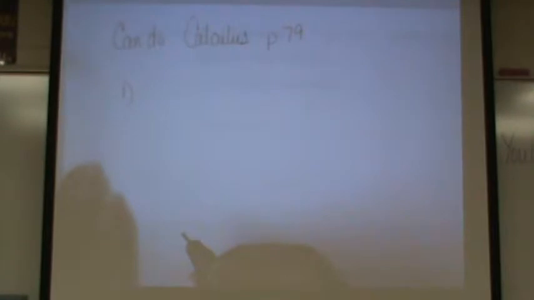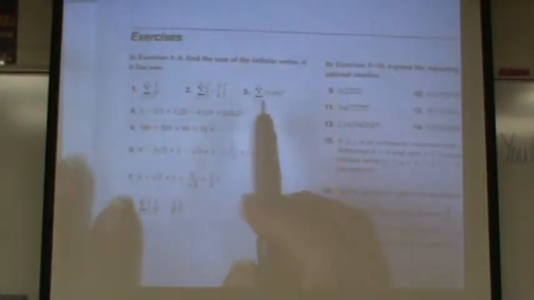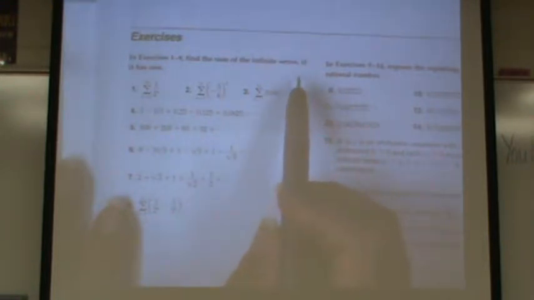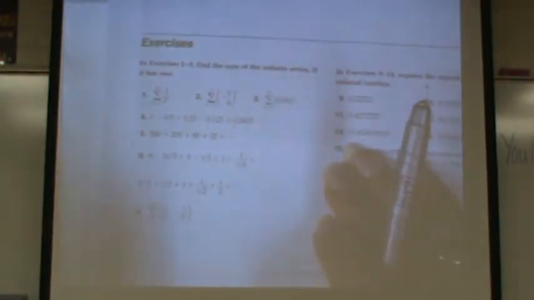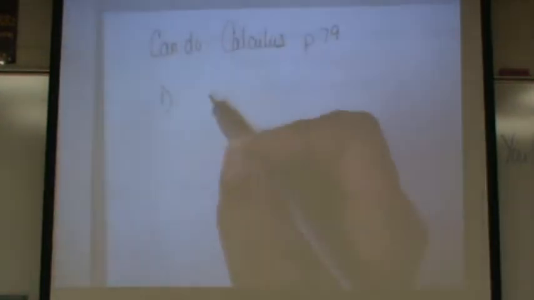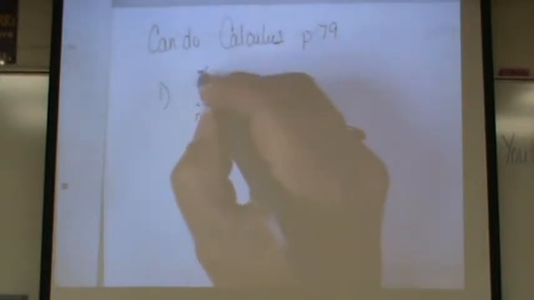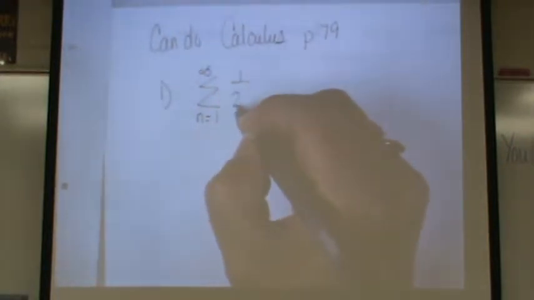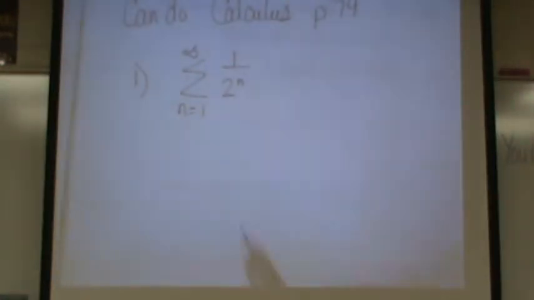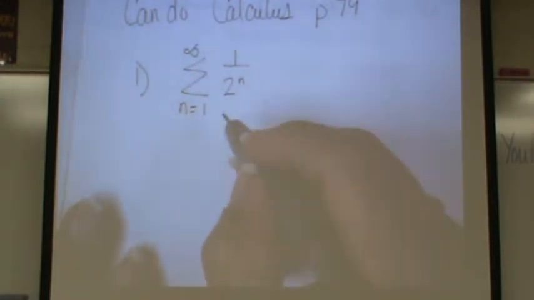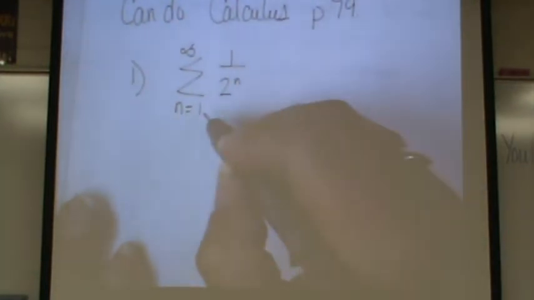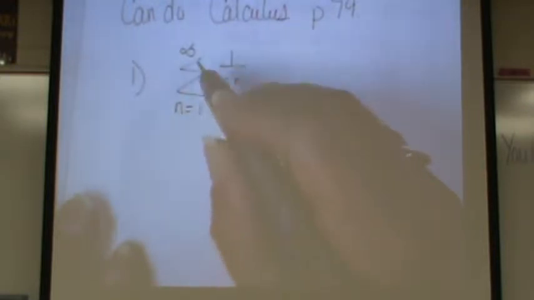Question number 1, you are asked to find the sum of the infinite series if it has one, that's if one exists. So the first question, you are summing from n is 1 to infinity, 1 over 2 to the n power. So we're asking you to add from 1 to infinity. Let's generate some terms to find r to see if it converges. If it converges, then you can add from 1 to infinity.